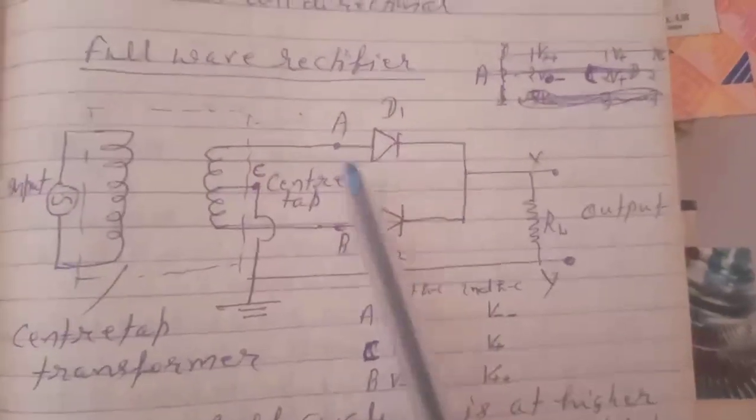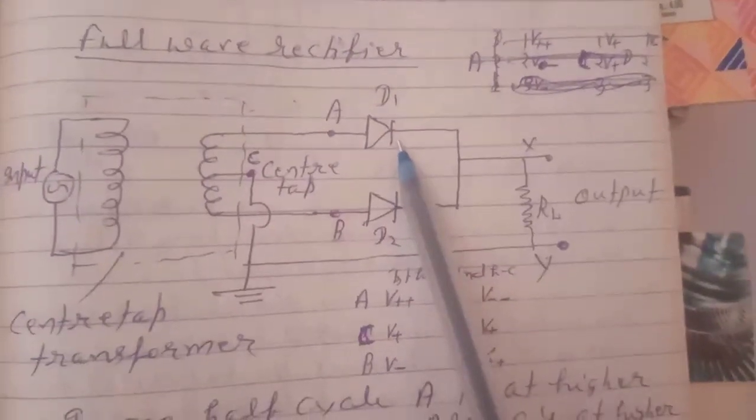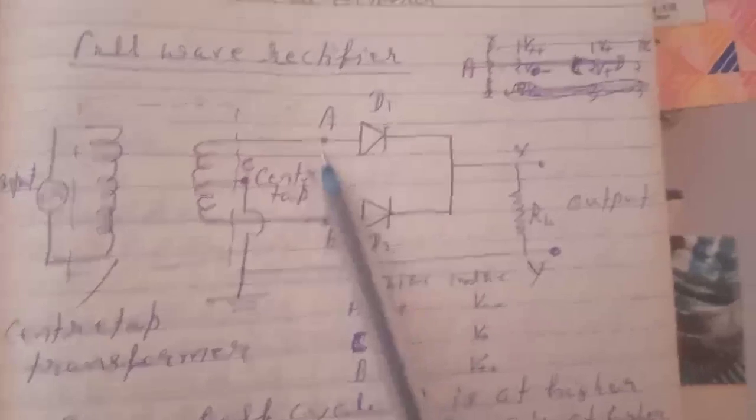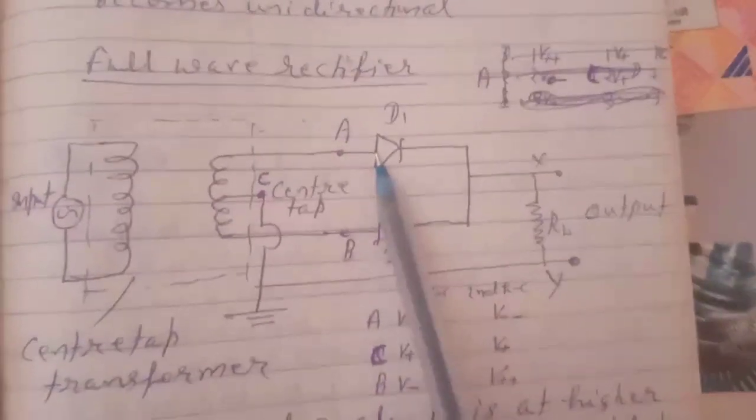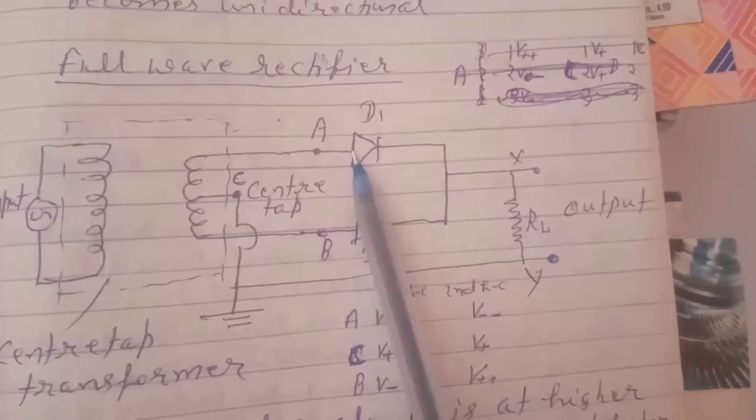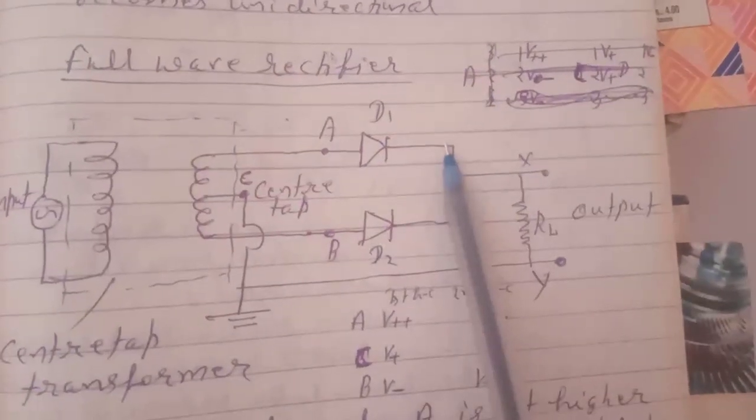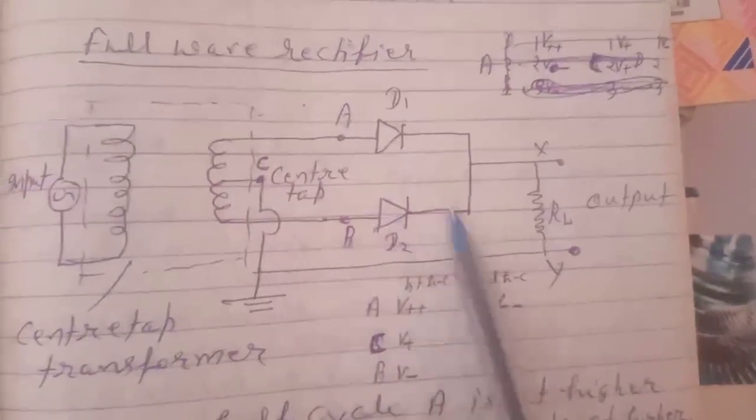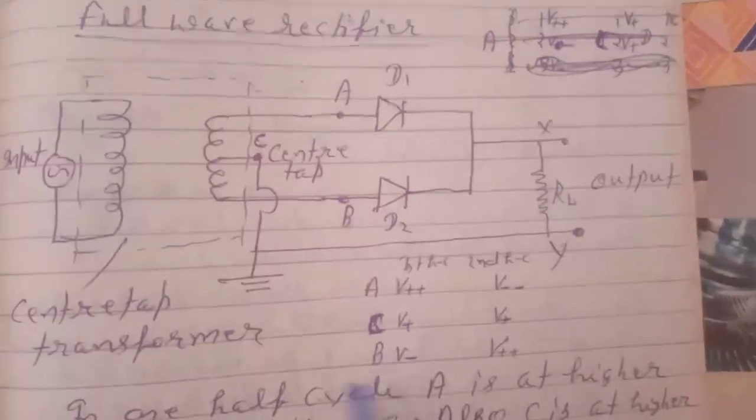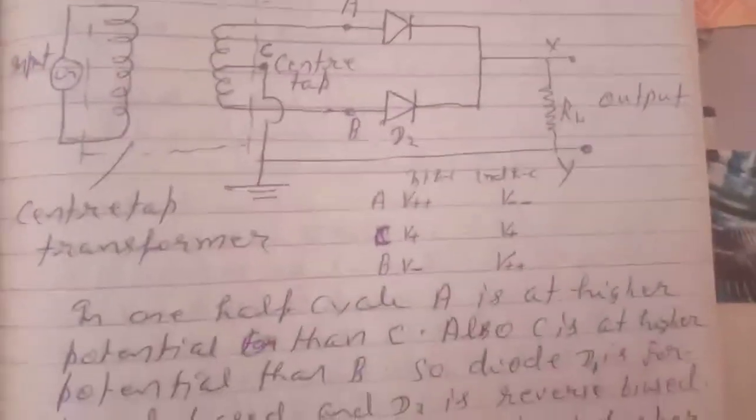In the first half cycle this diode becomes forward biased, and in the other half cycle this one becomes forward biased. So we get a unidirectional voltage or output.